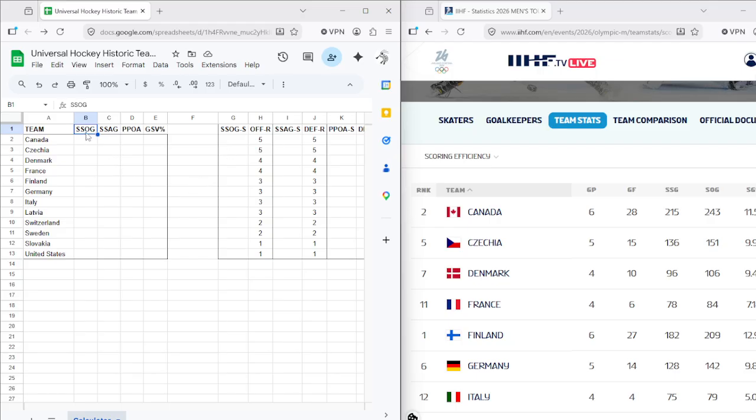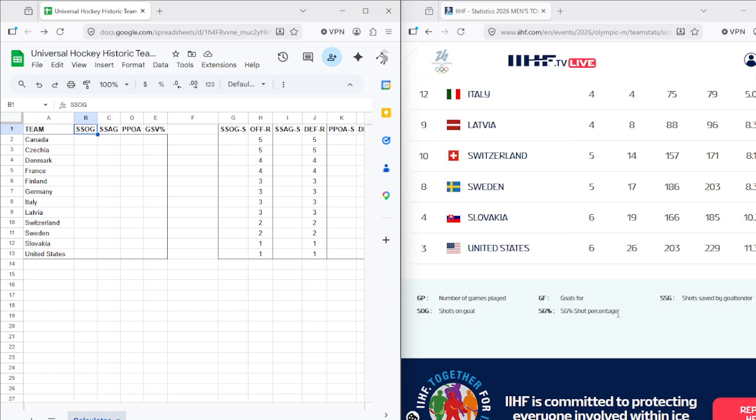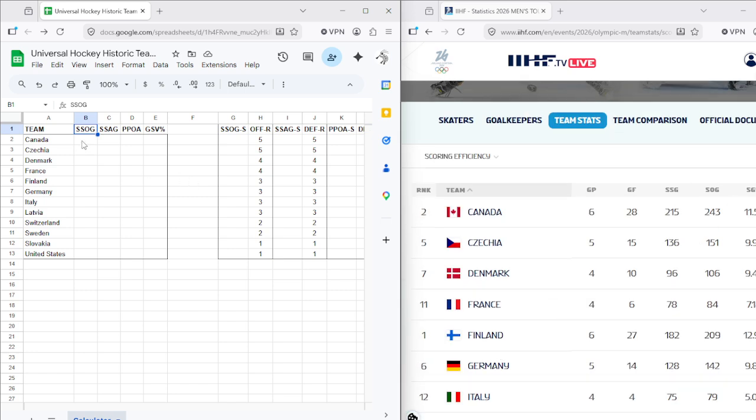So first off, in shots on goal for offense, I've been doing a lot of this through Hockey Reference, and Hockey Reference has shots on goal over the course of a season. So that's a pretty good number. If your league doesn't have shots on goal, you can of course use goals for. That's a pretty good indicator as well. But we are going to use shots on goal for this one because we can. The Olympics provides that information.